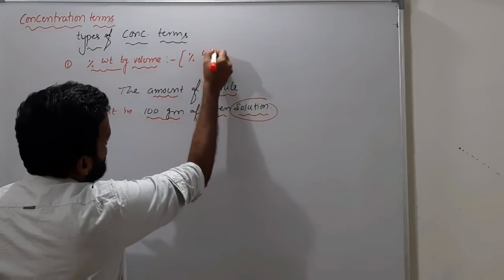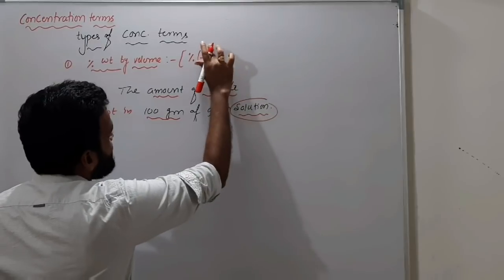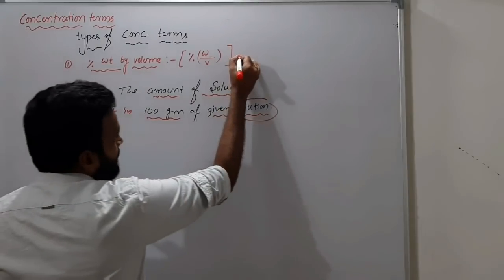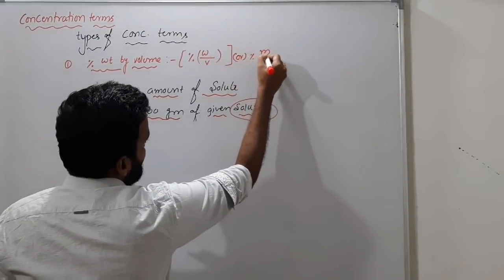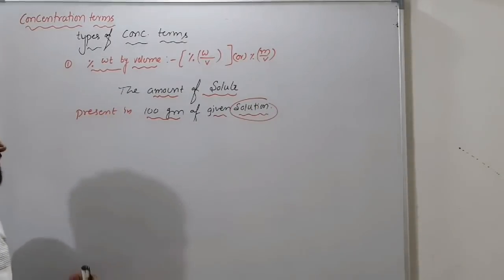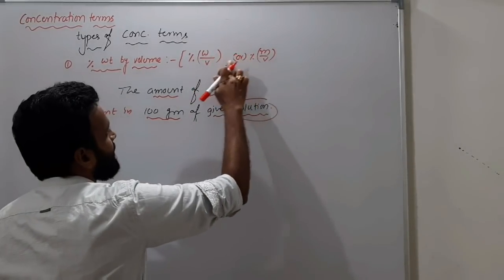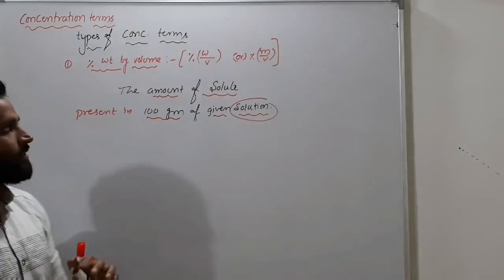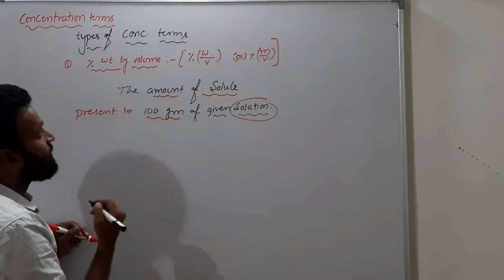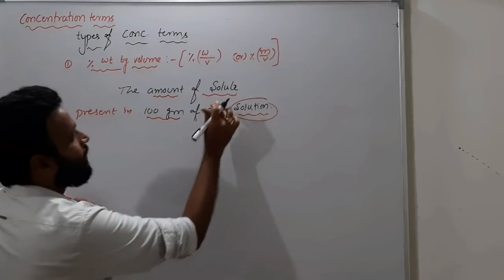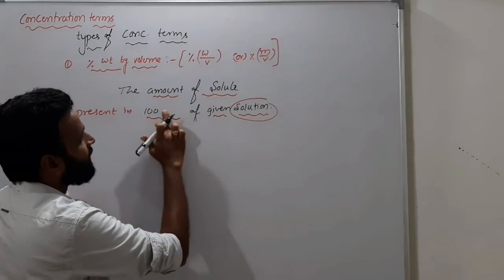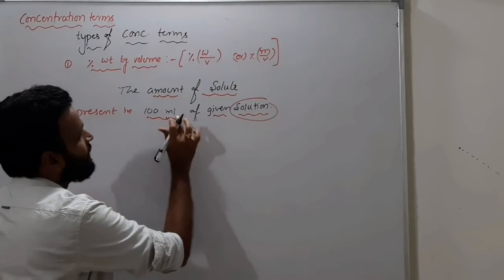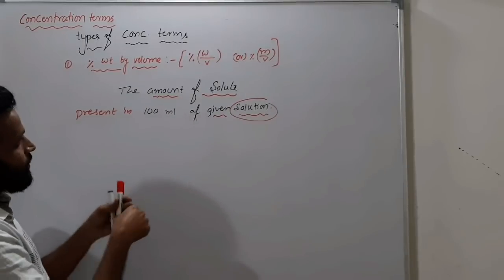So what can you write this as? Percentage weight by volume, so W by V, simply W by V you can write. Or M by V. You can represent the same as percentage M by V, mass by volume. Both are the same, percentage weight by volume or percentage mass by volume here. So what you can define here: percentage weight by volume, the amount of solute present not in 100 grams, but here in 100 ml of given solution.